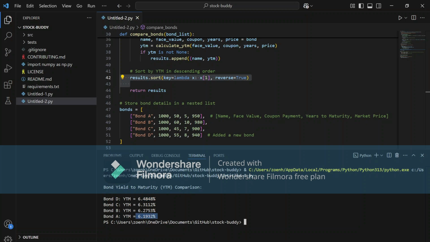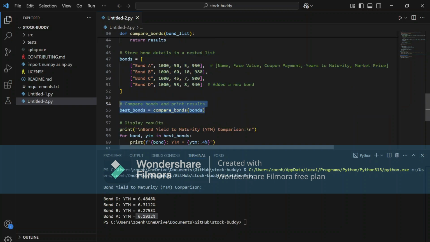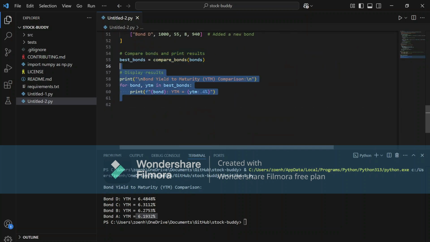Then we want to store the bond details in a nested list, and that's kind of what we do here. So right here, this is pretty much just comparing bonds to get a YTM for each. And then we want to print the results here. So this is going to print the bond, which will be like this, and then it'll be YTM, which is going to be this here, and it'll go to 4 decimal points indicated by the F string here. Alright, that is question 3.